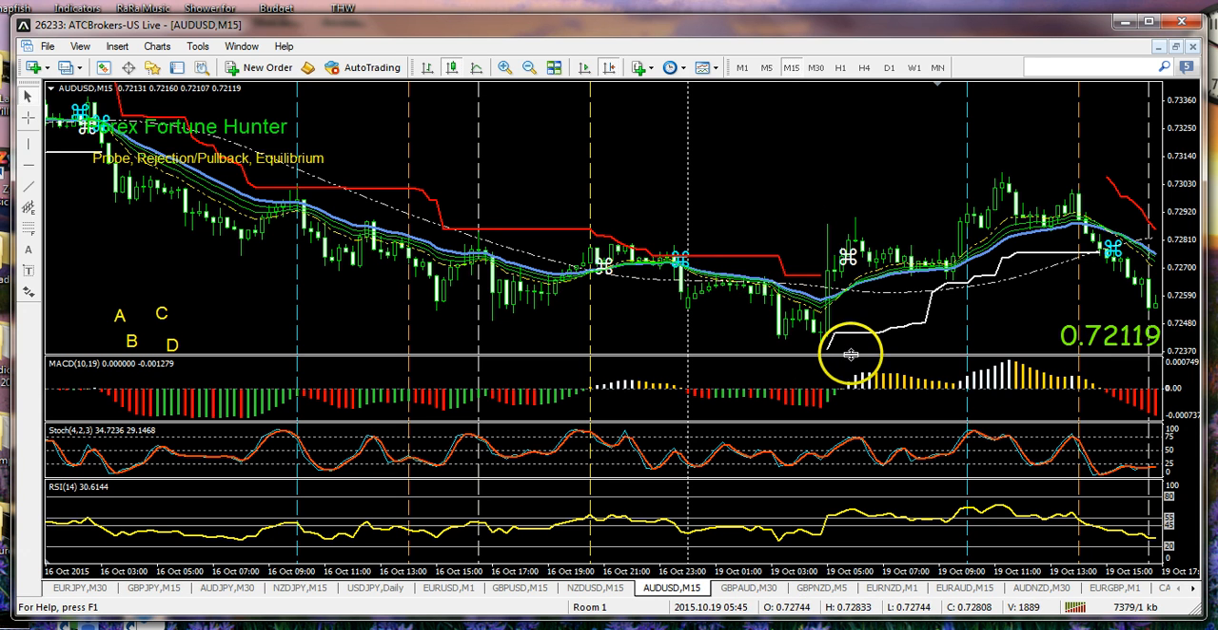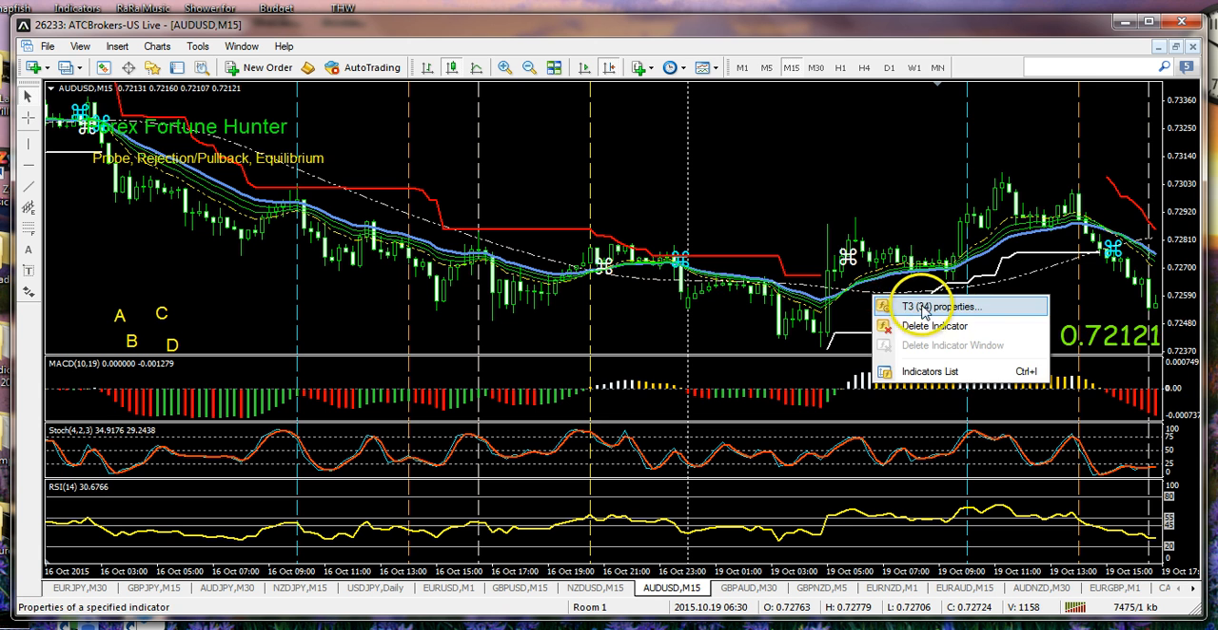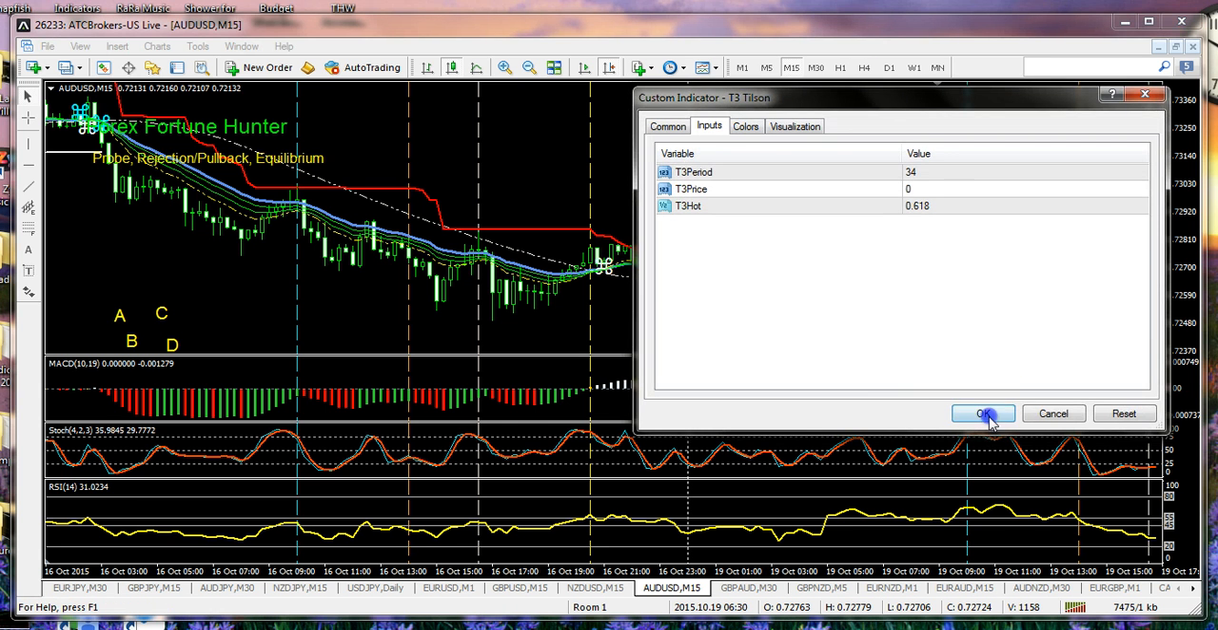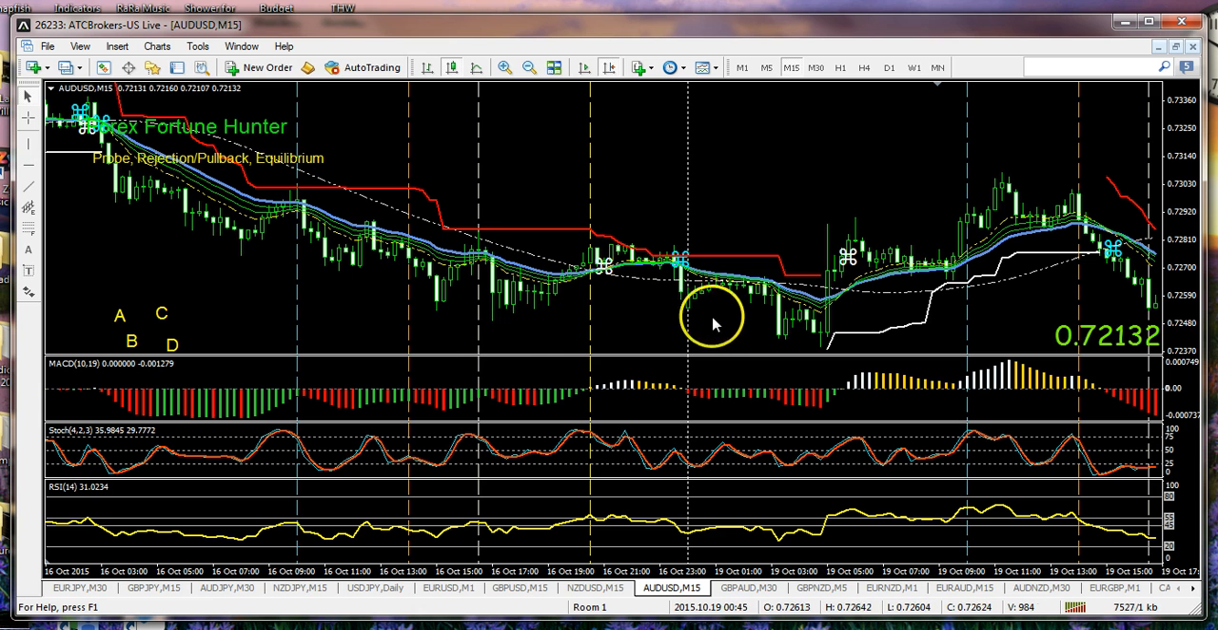We have a chandelier that supplies resistance and support areas. We have a T3 Tilson, which is represented by the dashed white line, which is, I think, in this case, set to 34. And we can manipulate that, of course. We also have our multiple moving averages, which are noted as 12, 16, 20, and 24 EMA. Those are exponential moving averages.